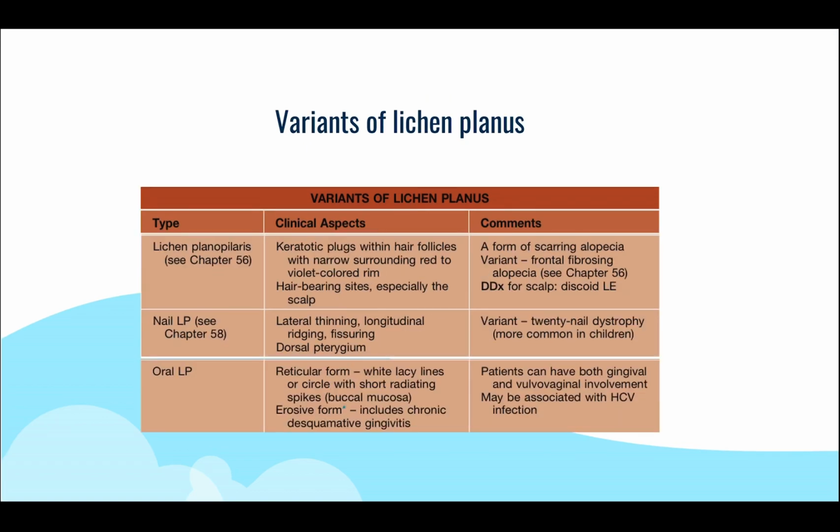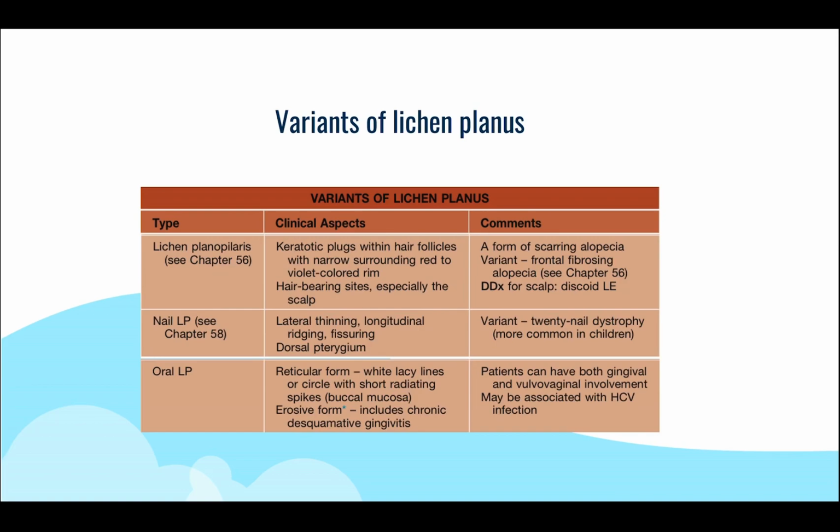Other variants include lichen planopilaris, and these patients will present to you with scarring alopecia, mostly in the scalp, because there will be keratotic plaques within the hair follicles, and if you examine these patients, you'll find that there's a surrounding red to violet colored rim around these hair follicles, causing this scarring alopecia.